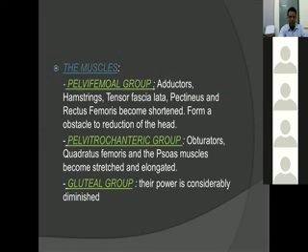Next are the muscle groups. The muscles can be divided into pelvifemoral, pelvitrochanteric, and gluteal groups. Pelvifemoral group muscles include adductors, hamstrings, pectineus, rectus, all those. These become shortened because of the dislocated hip and contract, so they form an obstacle to the reduction of the head. The pelvitrochanteric group, the piriformis, quadratus and so on, become stretched and elongated. Gluteal groups, because of the dislocated hip, will lose their power.